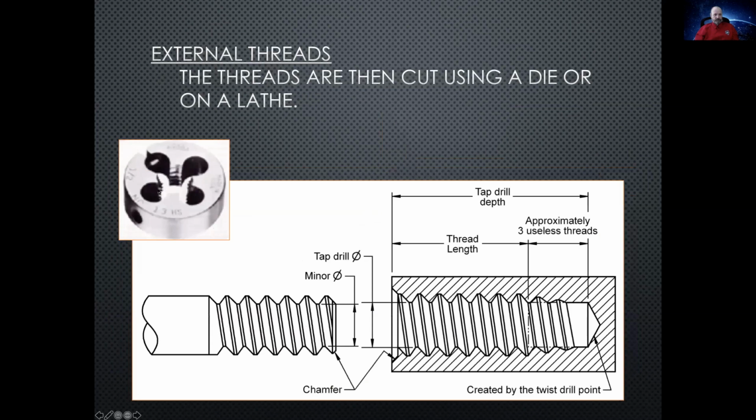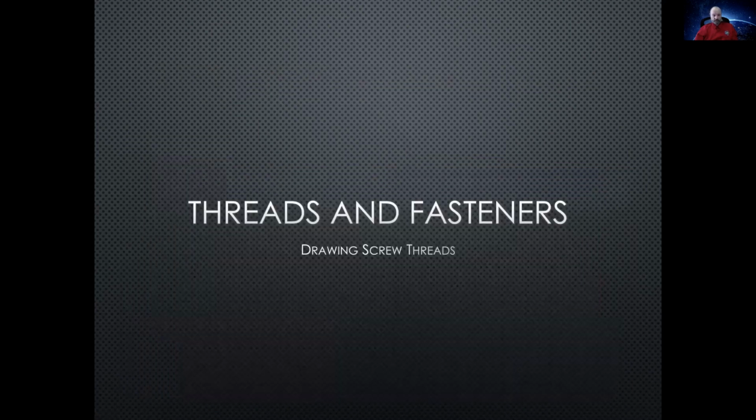So for external threads, we use what's called a die. Okay, and so we have a shaft, and then we start turning the die onto the thread, and we cut the threads that way. And you can buy tap and die sets that are designed so that the external thread and the corresponding die you use for that will cut a thread that'll fit the corresponding tap. So far, no questions. I hope you guys aren't sleeping.